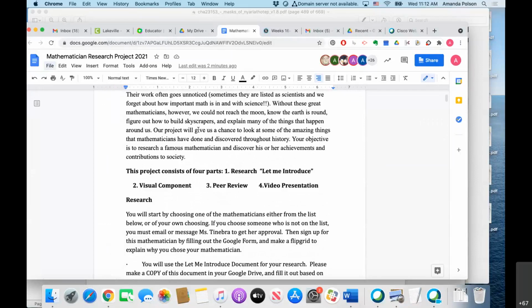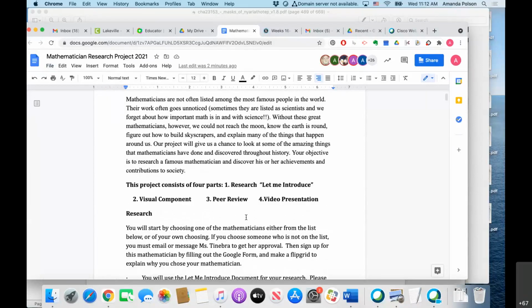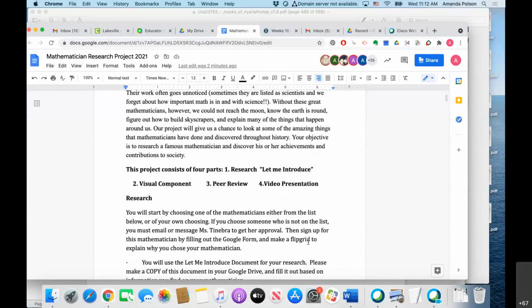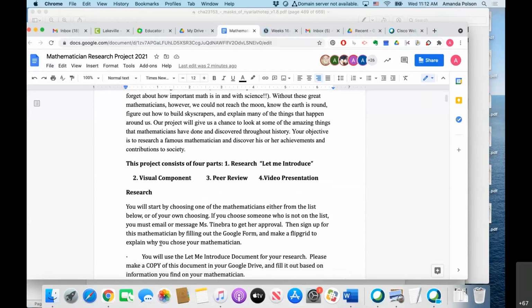All right, so there's 4 parts of this project. There's your Let Me Introduce research. There's going to be a visual component. You're going to do a peer review, and then you're going to do a video presentation. The first thing you're going to do is start by choosing a mathematician, either from the list below, or you can pick someone else. If you're going to pick someone else, you have to get it approved by me.